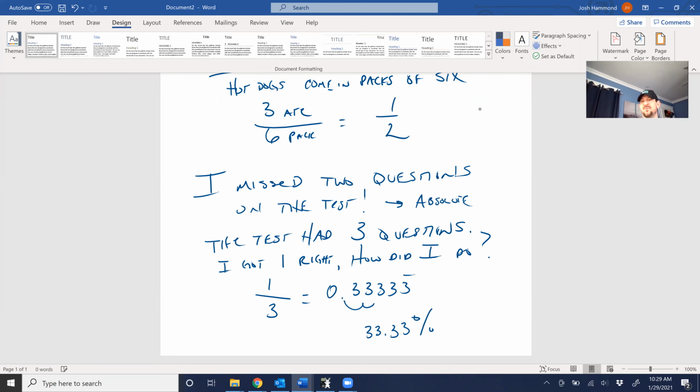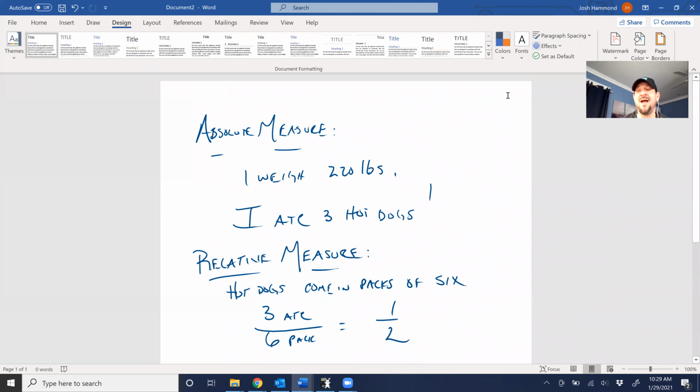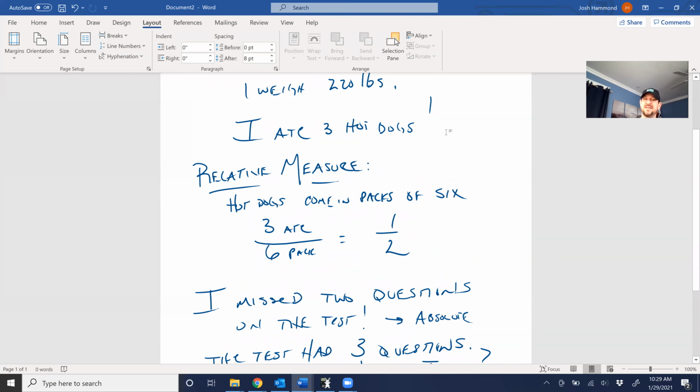Okay. Short video, guys, because I don't want to clog up the space too much, but let's just recap a little bit. Absolute measure versus relative measure. Absolute measure is just a measurement. I weigh 220 pounds. I ate 3 hot dogs, whatever it may be. Relative measure is about a comparison.